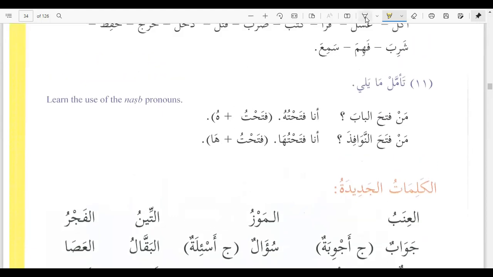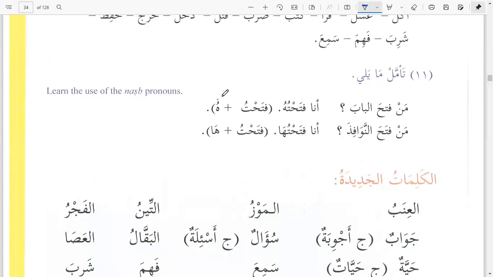So here what he wants to tell you is what we are using for the baba. This is a pronoun for the baba, and baba is mansoob here. The target of the verb is baba, and it is maf'ul bihi, it is object. Fatahtuhu, I opened it. The pronoun we are using for the baba, we call them nasab pronouns. They are mansoob.